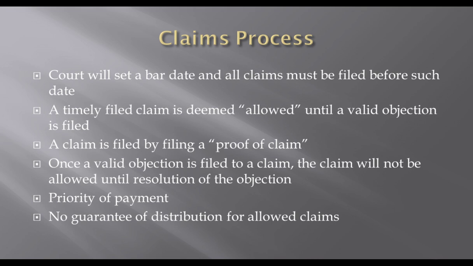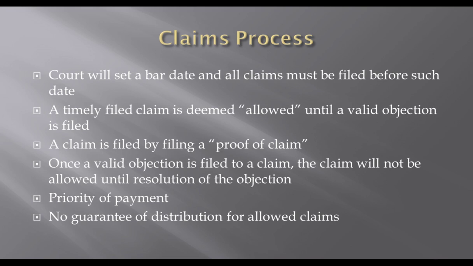A proof of claim is deemed allowed once it's filed, unless there is a valid objection filed to the claim. And once the objection is filed, if the debtor in possession or the trustee and the creditor can't resolve the claim, then essentially it creates a contested matter for the bankruptcy court. And then the court will get involved, and there will be an adjudication within the court of whether or not the claim is valid. Because in order to receive a distribution in a case, you need to have a valid claim. That's kind of the initial step, to make sure you have a valid claim.